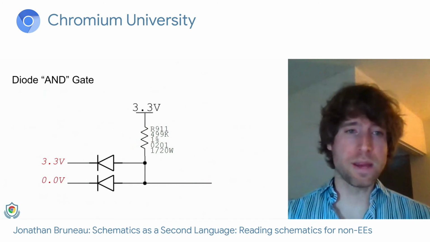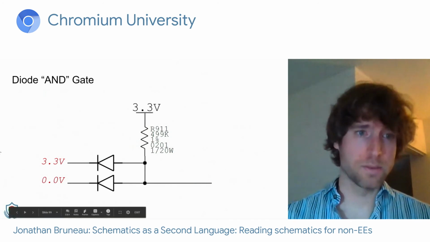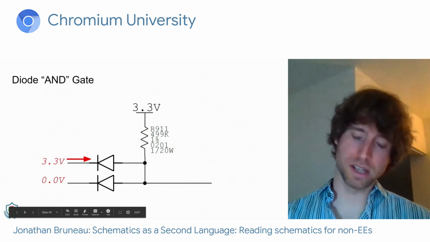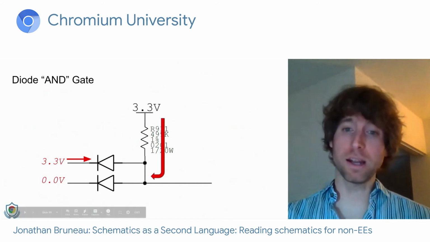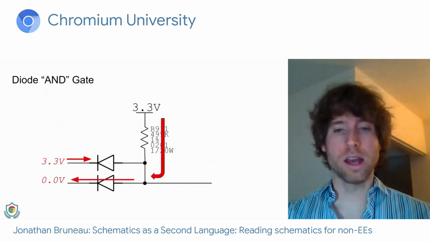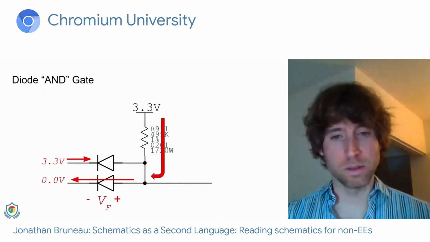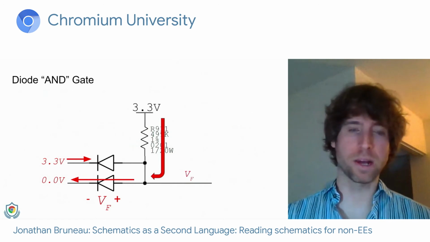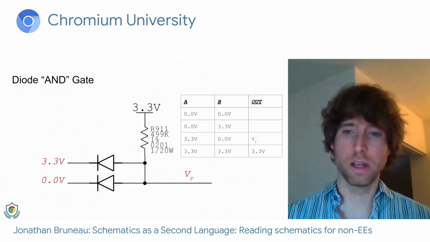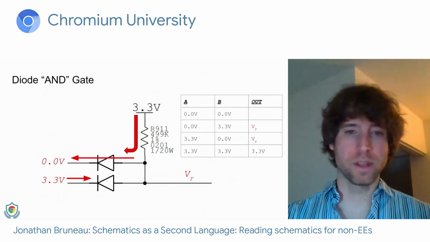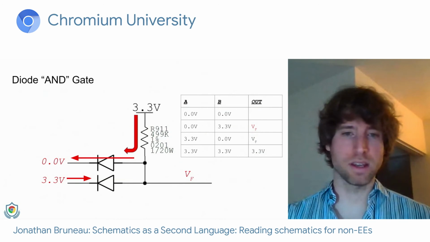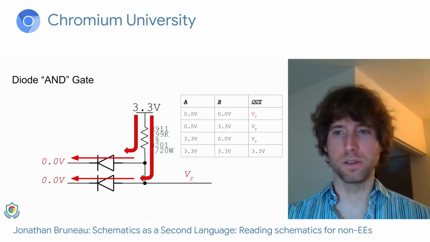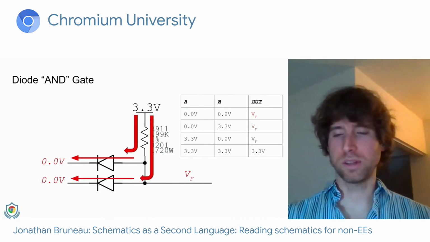So now, if I make one of the inputs 0 volts right here, what happens is the top diode blocks, but the bottom one turns on. And we develop a forward voltage here, just like we talked about earlier. So the output would actually be the forward voltage. Put that in my handy chart. Now, if you do the reverse, you get the same thing. And if both are 0, you get the same thing. You end up with this chart.